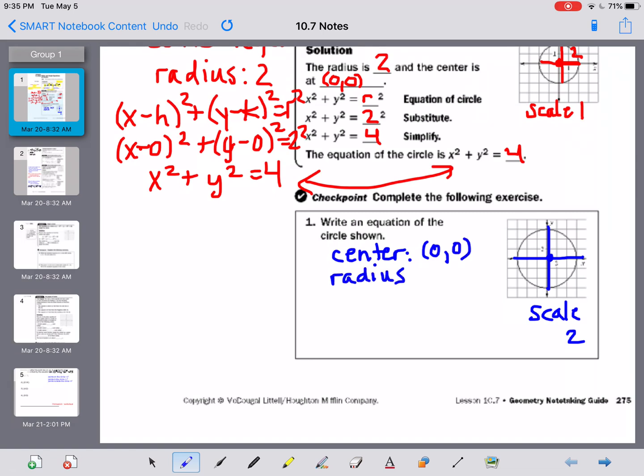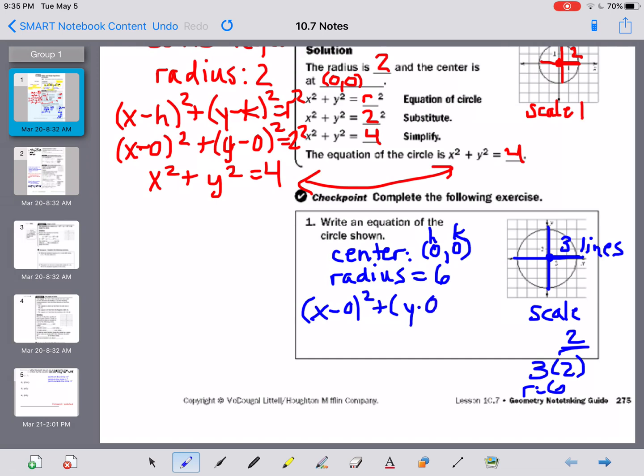Well, from the center to the outside edge, I count 3 lines, okay? But if my 3 lines are scaled with 2, that's like 3 times 2, so it looks like my radius is going to be 6. All right, so I'm plugging them in. I get x minus my h, which is 0. I get y minus my k, which is 0. And it equals my r squared, so 6 squared.